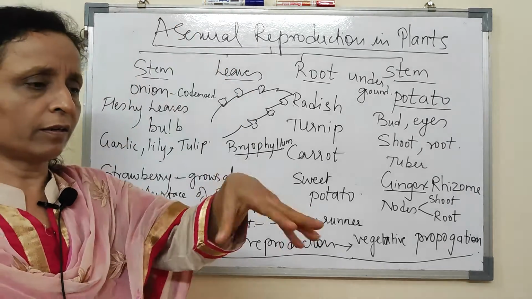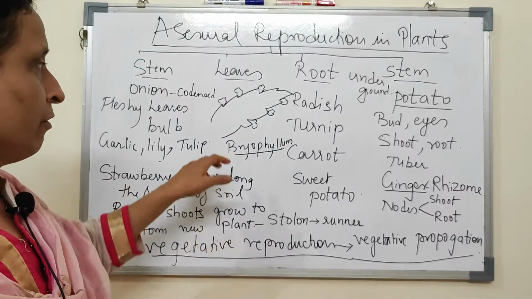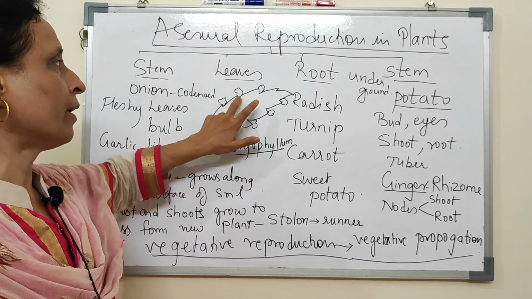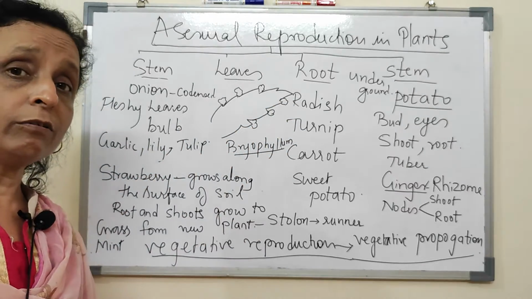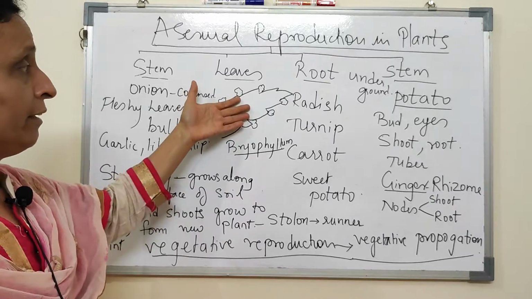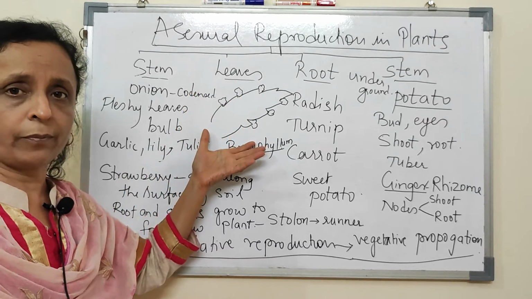When you sprinkle water on the leaf, on the edges you find new bryophyllum developing. So it carries out reproduction by leaf. You have to accept it, because they are reproducing.